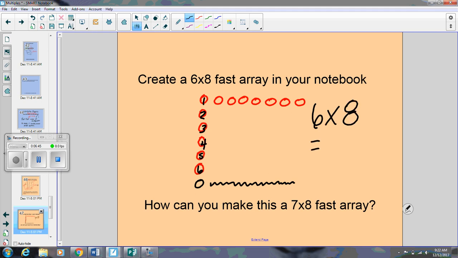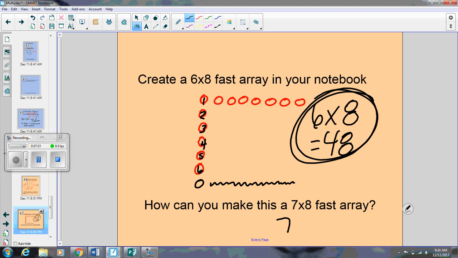Solve that in your notebook using a strategy. If you skip counted, great for you. If you broke apart the 6 or the 8, good for you. How can I use this equation now to figure out 7 by 8? So I don't want you using break apart necessarily. I want you to use what you already know. 6 times 8 is 48. How are you going to use that to figure out 7 times 8? I like counting on strategies.